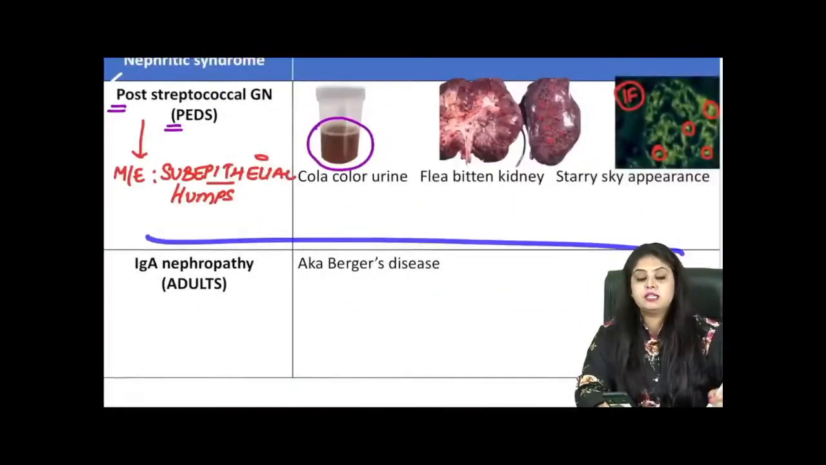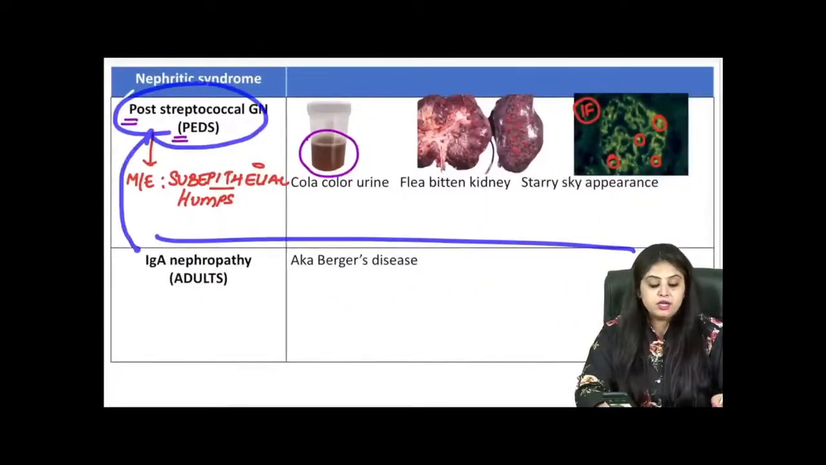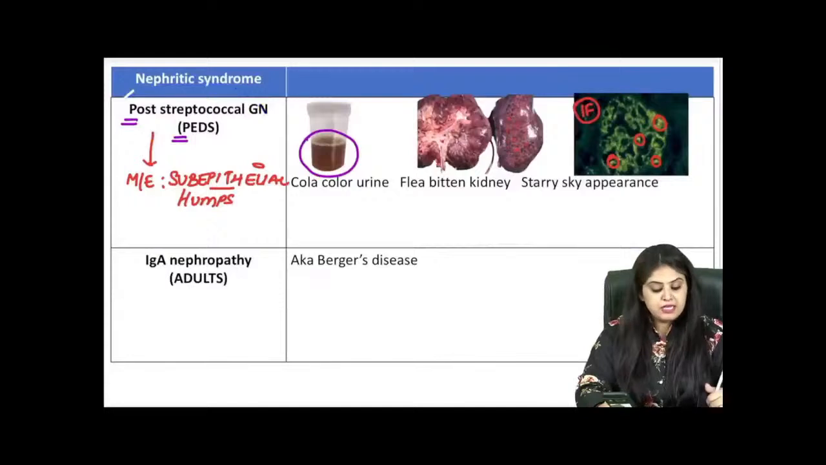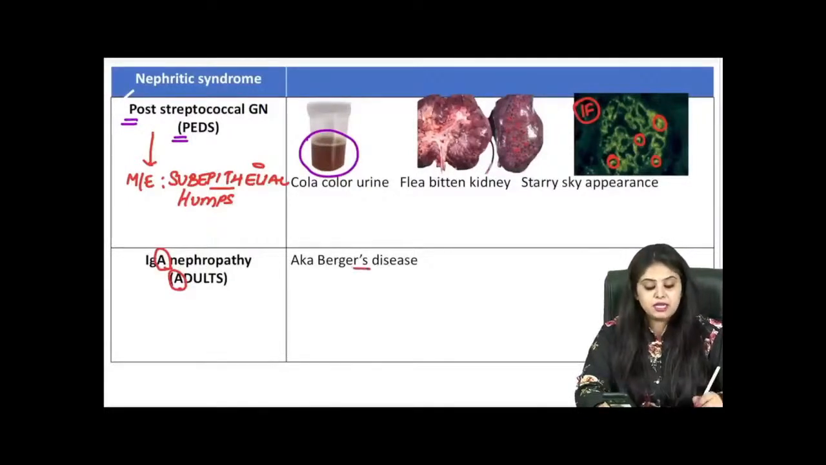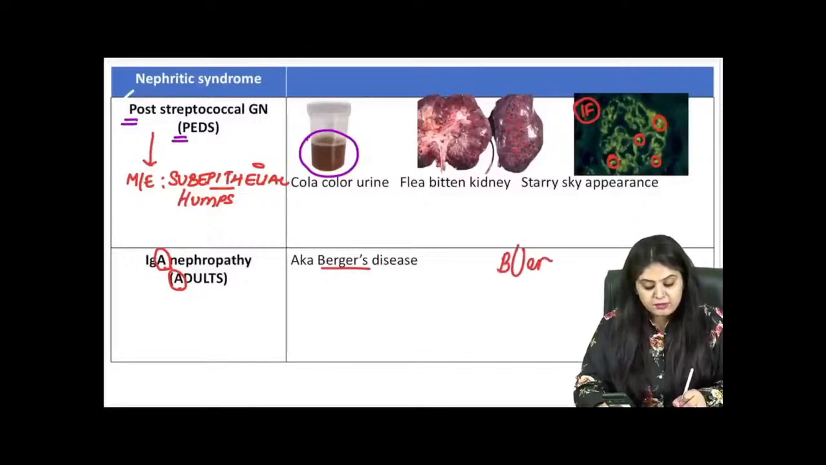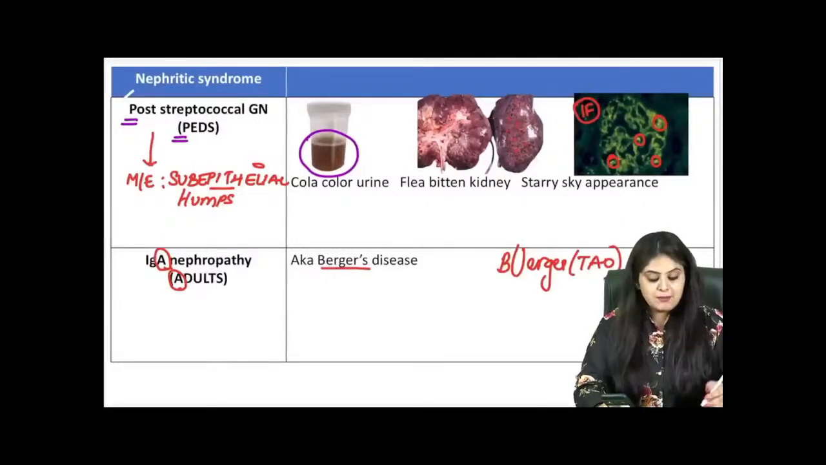So when you see a छोटा बच्चा with cola urine, flea bitten and starry sky appearance, that has to be PSGN. For NEET PG students especially, can you tell me microscopically deposition is where? Microscopically deposition is going to be subepithelial humps. Okay, someone asked me, ma'am, I have read subendothelial also. Deposition can occur subendothelial and subepithelial, but what I want you to learn as the single best answer is going to be subepithelial.